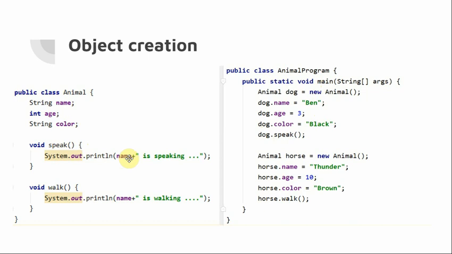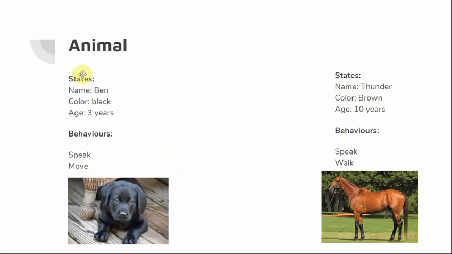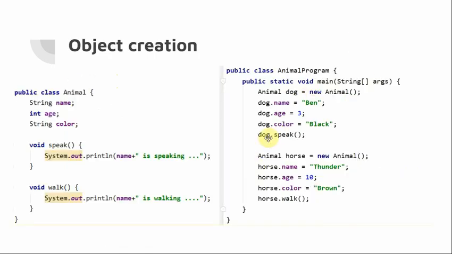So it prints the name of the animal is speaking. So where is the name? The name is stored in the object in the memory state. Remember we discussed here, we store the states and these behaviors. So there are two different objects with two different states. One is with these values, another is with these values. So when we call dog.speak, it will print this value. The name is whatever the state of that object is at the time.